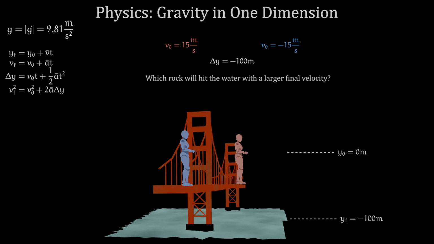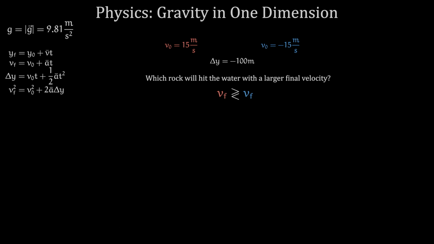Pause the video, ponder for a moment, maybe work it out on a piece of paper. Welcome back. So, did you think your ball that was initially thrown upwards would have a larger velocity on impact, or your friend who threw it straight down towards the water? It turns out that they will both impact with the exact same final velocity. We can check this by using our kinematic equations.